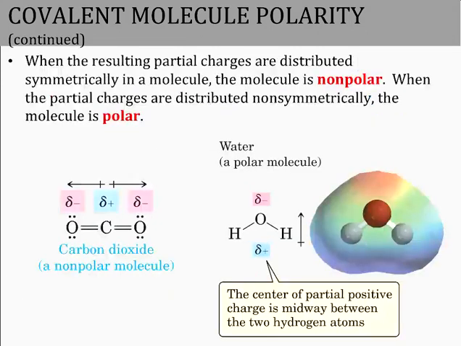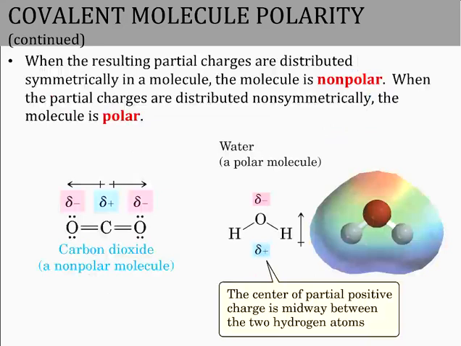Now, again, if you don't have a very large electronegativity value difference, then the molecule will be non-polar. So when the resulting partial charges are distributed symmetrically in a molecule, that's also considered a nonpolar molecule. So for example, let's look at carbon dioxide down below.